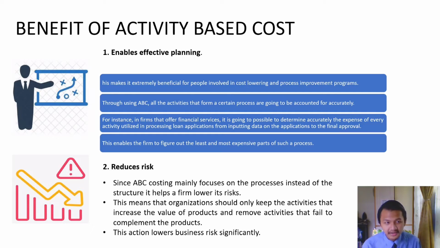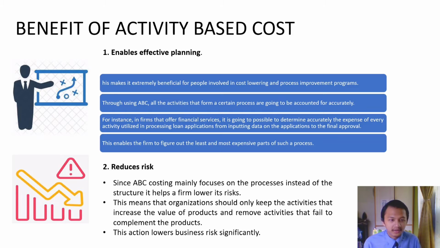So the first benefit is that it enables effective planning. It is extremely beneficial for people involved in cost lowering and process improvement programs. Using activity-based costing, all the activities that form a certain process are accounted for accurately. For instance, in firms that offer financial services, it is possible to determine accurately the expense of the average activity utilized in processing a loan application, from inputting data on the application to the final approval. And this enables the firm to figure out which is the least or the most expensive part of such a process.